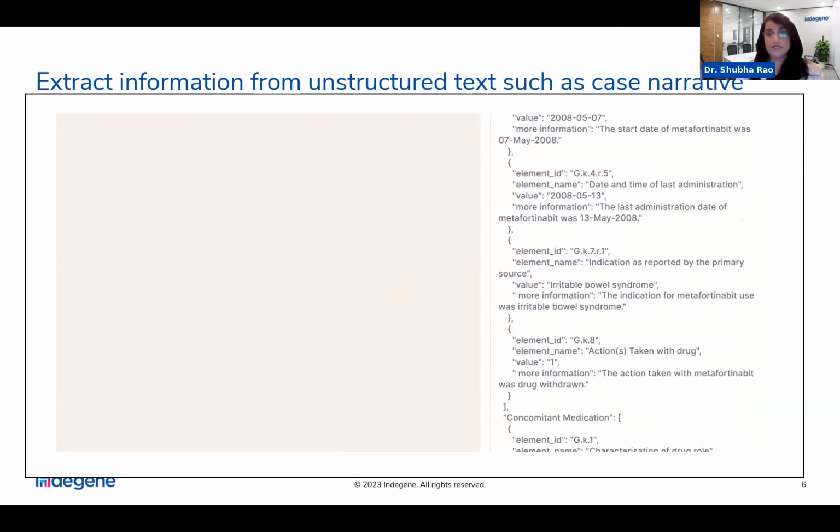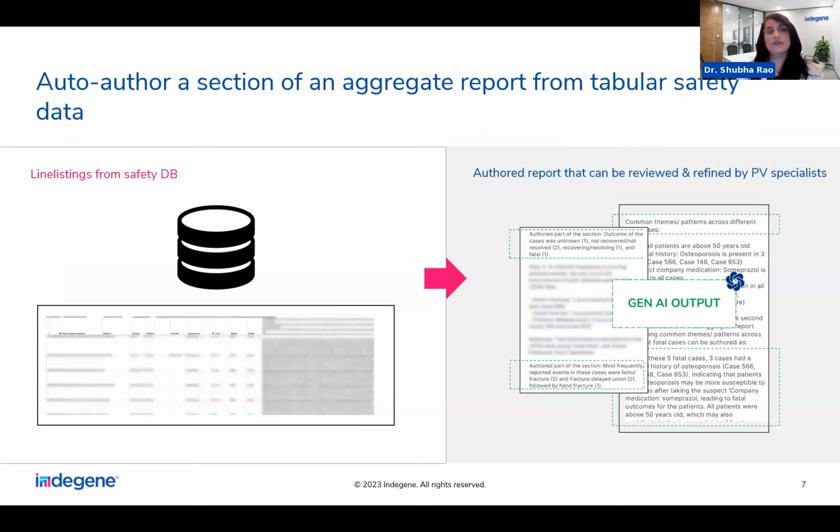So I'll go into the next example, which is on the auto-authoring of a section of an aggregate report. It could be any document, of course, but in here we are looking at an aggregate report. And the actual use case that we are looking at is line listing, which is more structured, I should say, to creating unstructured content, right? Unlike the previous example that we saw, where it was from unstructured content and we wanted to get structured information.